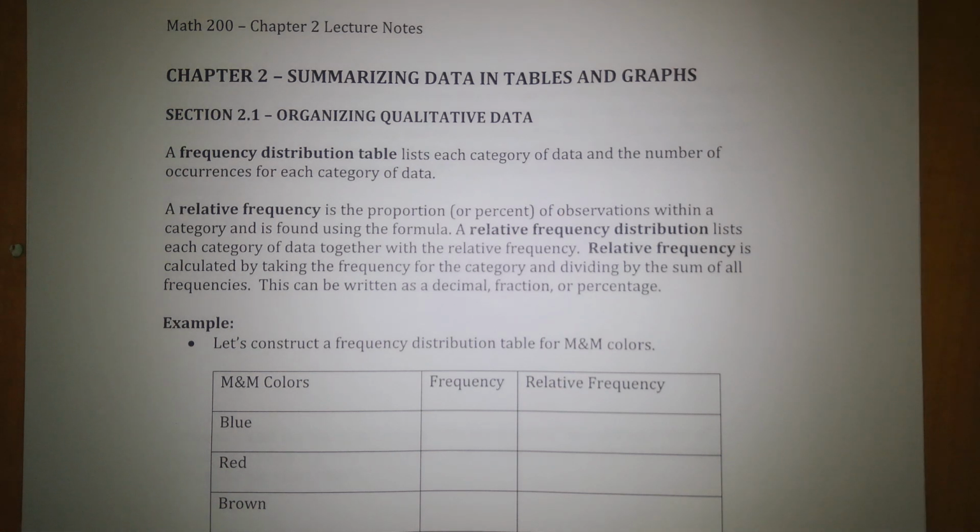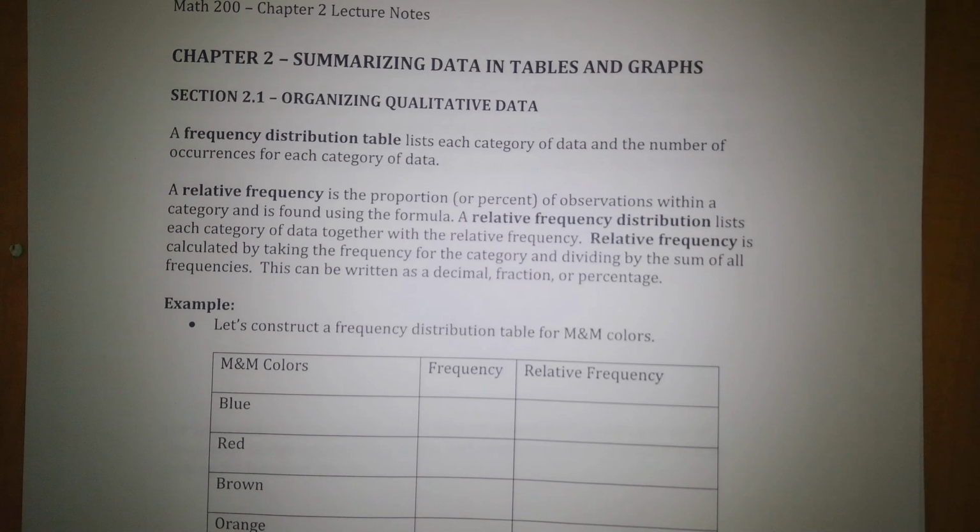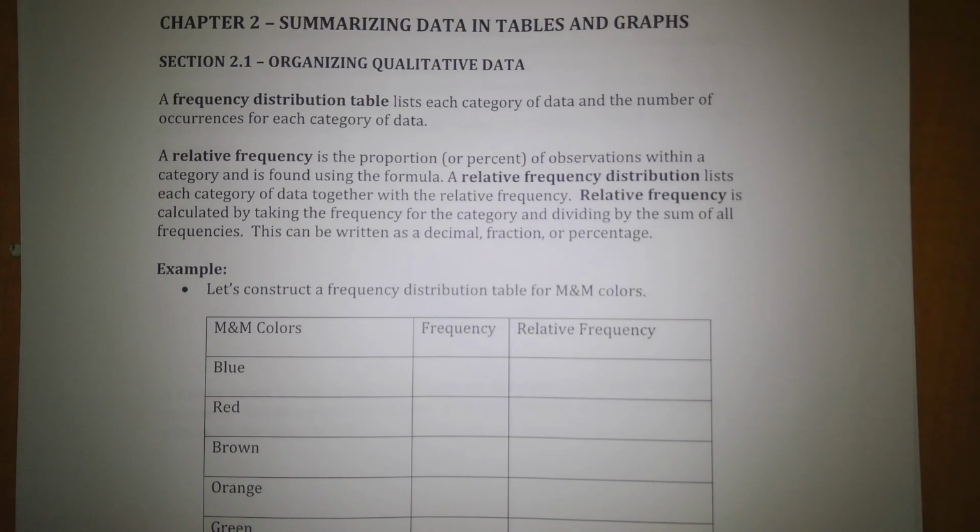In this video, we'll be discussing how to summarize data in tables and graphs. Now recall in the first chapter, we talked about how you could collect data. Once we have that data collected, now we need to summarize it in a way that is presentable. Tables and graphs offer a good way to be able to do that. For example, in section 2.1, we're going to organize first qualitative data.